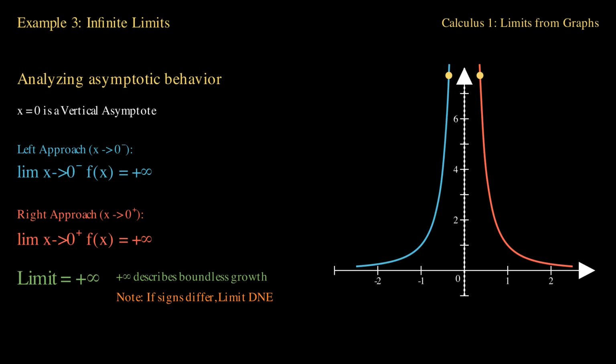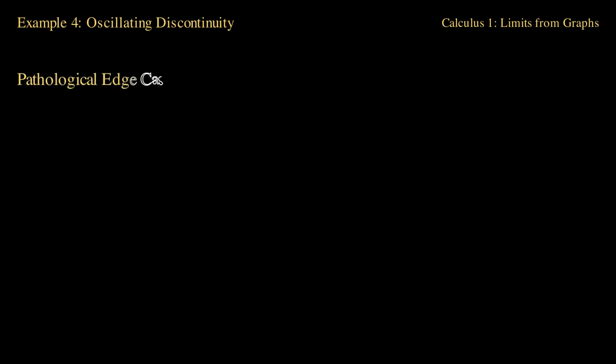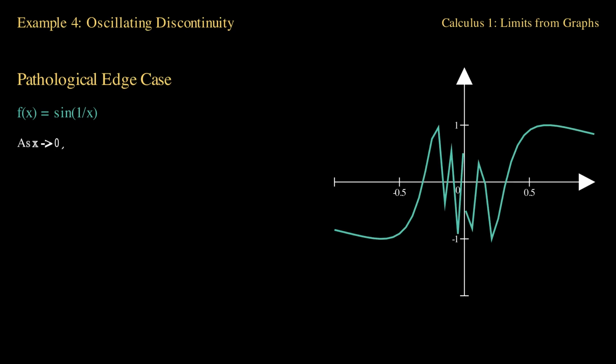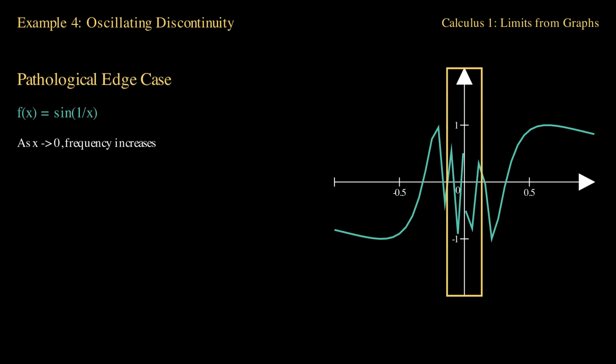Finally, let's push into a truly advanced university-level scenario with example 4, the oscillating discontinuity. Look closely at the graph of this trigonometric function as we zoom in on the origin, x equals 0. As our x values get smaller and smaller, moving toward 0 from either side, watch the frequency of the waves. The function vibrates up and down between y equals -1 and y equals +1. But here is the critical part. As we get closer to 0, the oscillations become incredibly rapid, vibrating infinitely fast.